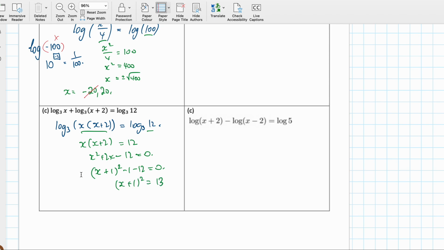So therefore, x is going to be equal to -1 plus or minus root 13. Now we know we can't take off the root 13 solution. Therefore, there's only one solution, root 13. Okay, that's a bit of a trickier one, but we're just using the same principles.